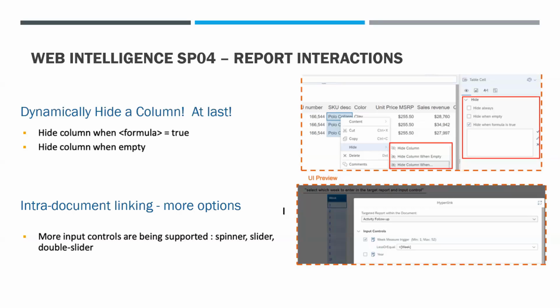And then in the inter-document linking, I'll be showing an example of this in my second session, where with inter-document linking, you can pass information. So not just open that other link, but pass the selection from an input control through to that. They had that working in SP3, but now they added that functionality for the spinner, the slider, and the double slider input controls as well.